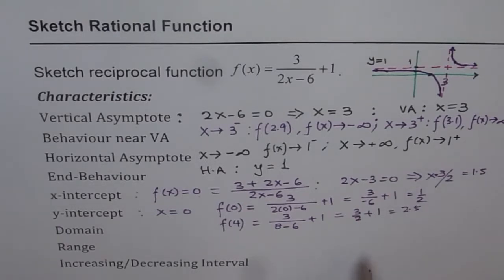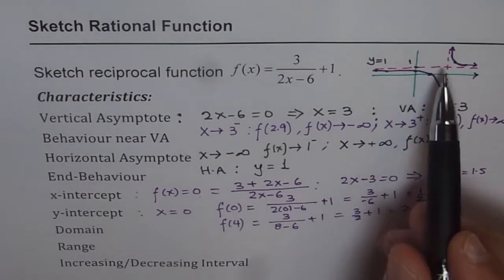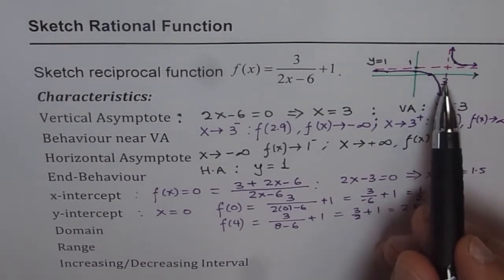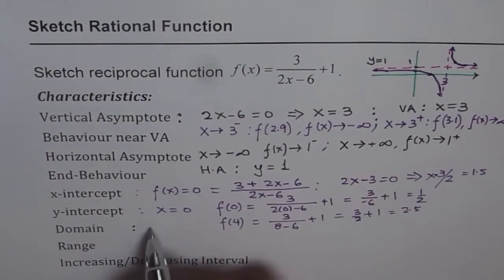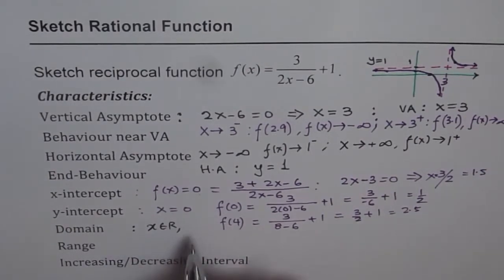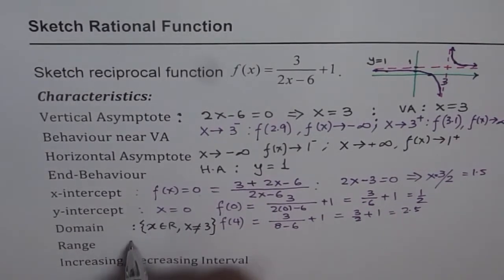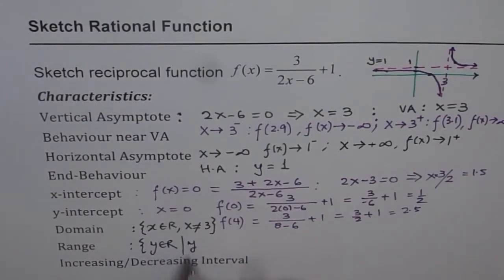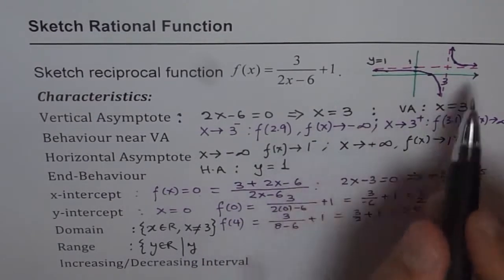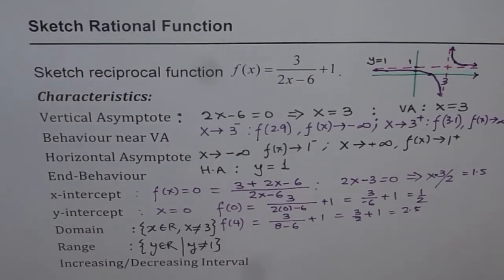Okay, now let's answer the question about domain and range. We know the domain is all real numbers, but not including 3, since we have a vertical asymptote at 3. So we can write the domain as x belongs to real numbers, but x is not equal to 3. As far as the range is concerned, y belongs to real numbers, but y is not equal to the horizontal asymptote, which is 1. So that gives us the domain and range.